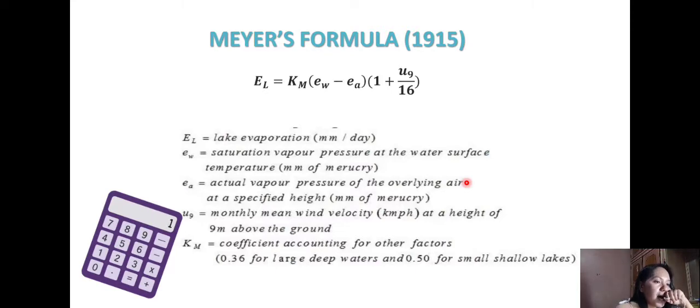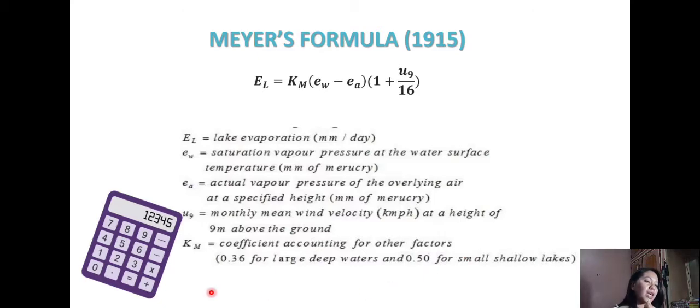E sub L is the lake evaporation in millimeters per day. E sub W is the saturation vapor pressure at the water surface temperature, in millimeters of mercury. E sub A is the actual vapor pressure of the overlying air at a specified height, in millimeters of mercury. U sub 9 is the monthly mean wind velocity, in kilometers per hour, at a height of 9 meters above the ground. And K sub M is the coefficient accounting for other factors.